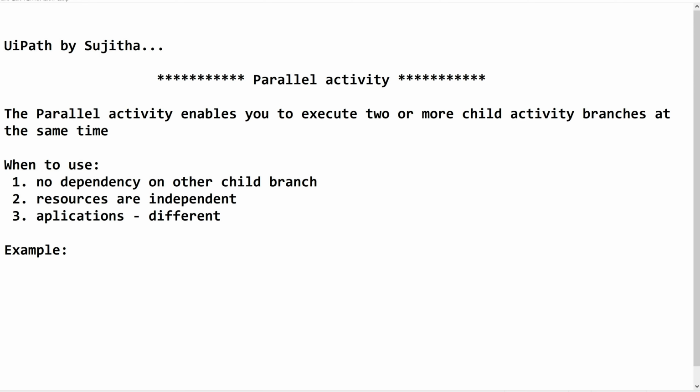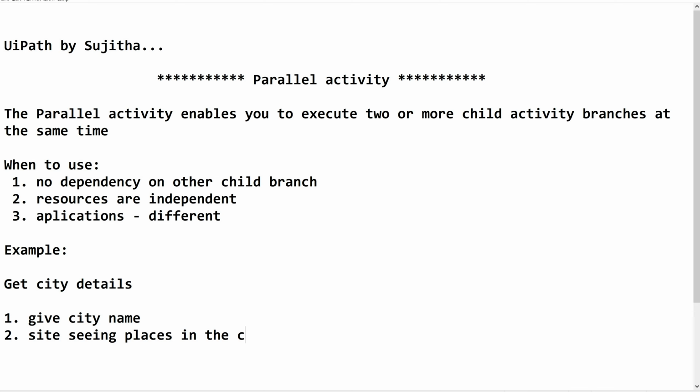On a high level, just concentrate on using parallel activity whenever there is a need to execute different branches individually at the same time. Let us consider an example. I'll show you how to use this parallel activity on a simple example. I'm going to get the city details. The user is going to give the city name. Can we get the details, say sightseeing places in that city, and then flight charges to that city, and then the distance to that city?